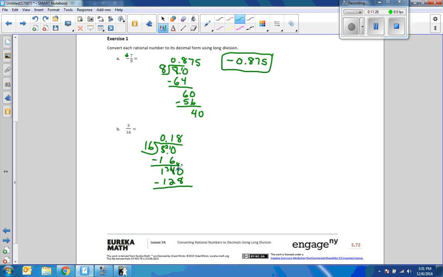Subtract, borrow, 10 minus 8 is 2, 3 minus 2 is 1, bring down a 0. 16 goes into 120 7 times, 7 times 6 is 42, 7 times 1 is 7, plus 4 is 11, subtract, borrow, 10 minus 2 is 8, bring down the 0. 5 times 6 is 30. 5 times 1 is 5, plus that 3 that was carried is 8. And finally, we get a remainder of 0. So, 3 sixteenths is 0.1875, or 1,875 ten thousandths.